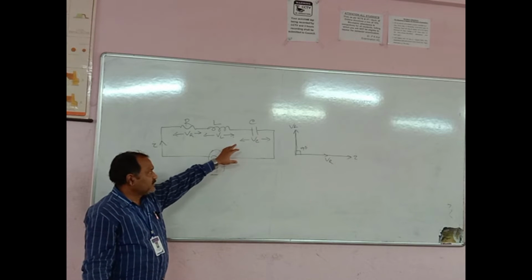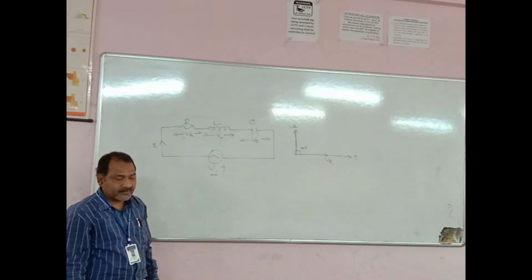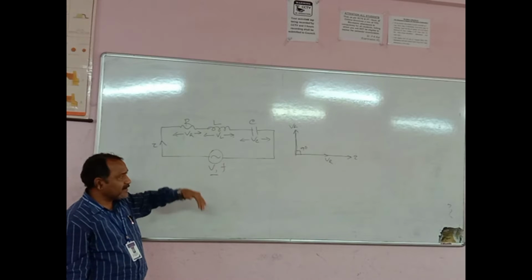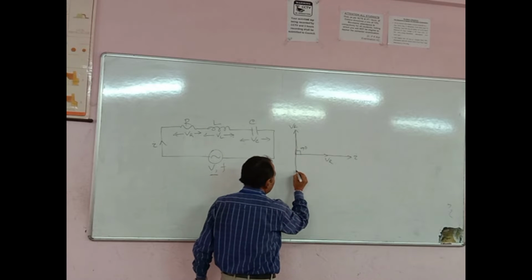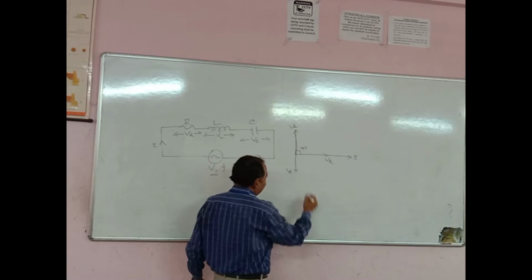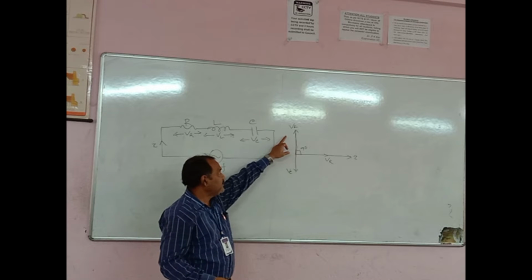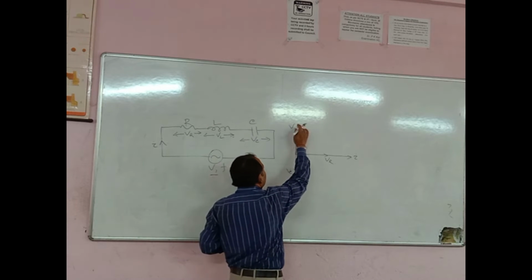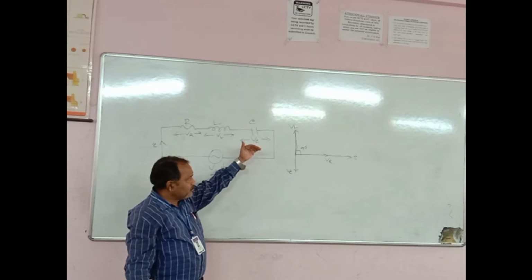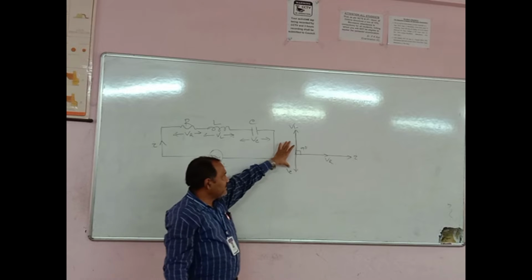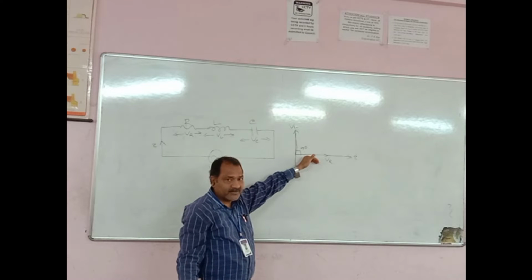Similarly, in a purely capacitive circuit, the current always leads the voltage by 90 degrees. So the voltage will lag the current by 90 degrees. We can draw the phasor diagram here. This is VC. So here we are getting three components of the voltage: VR, VL, and VC. To find the vector sum, the y-axis gives the reactive component and the x-axis gives the active component.